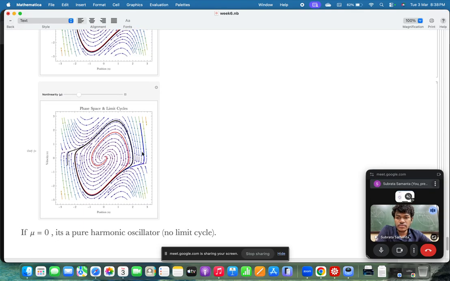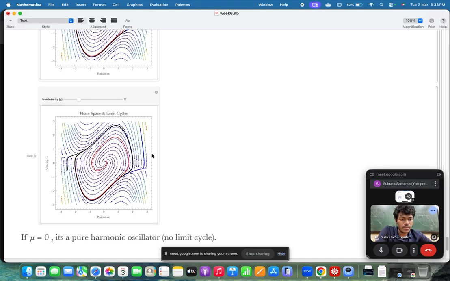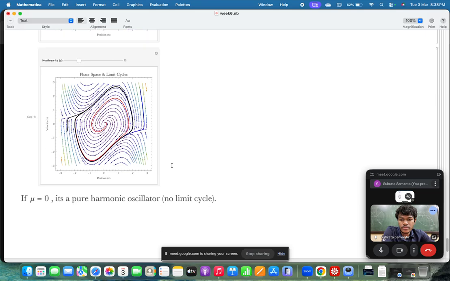That is clearly visible in the streamline plot as well. If you see the vector arrows, after some point they converge into this limit cycle. And I hope it's clear.